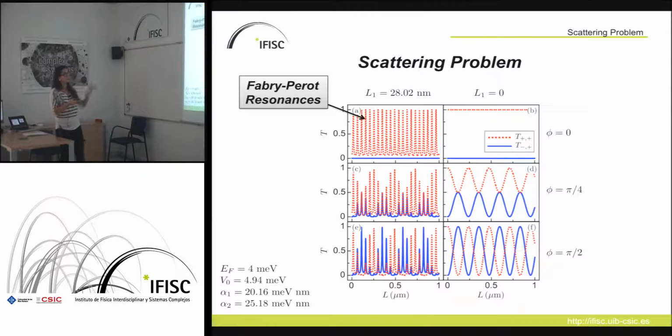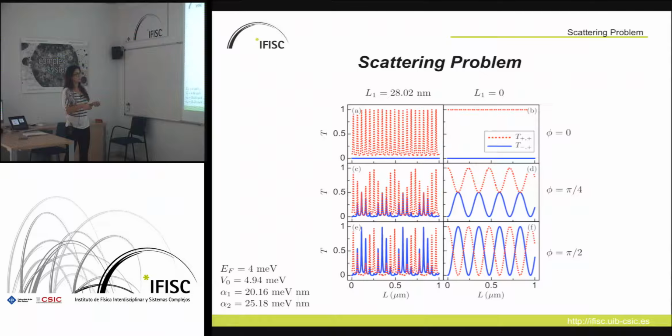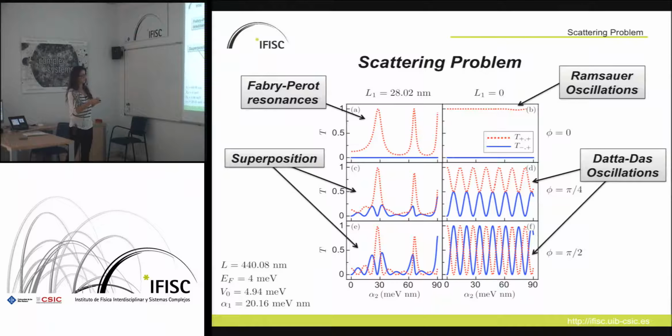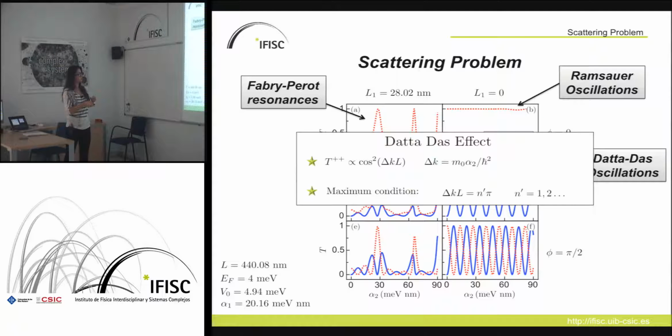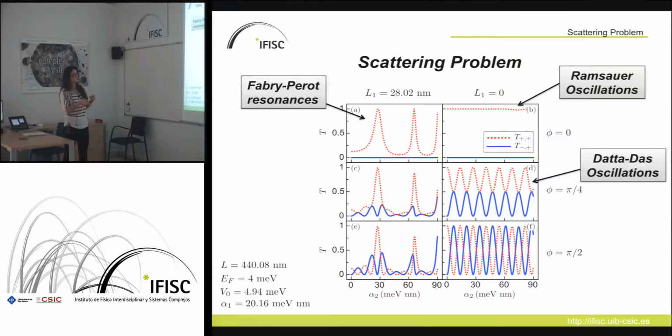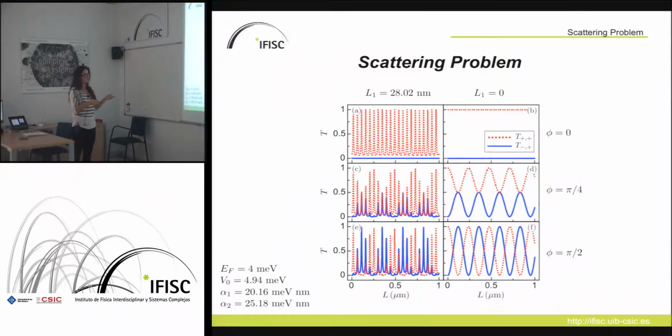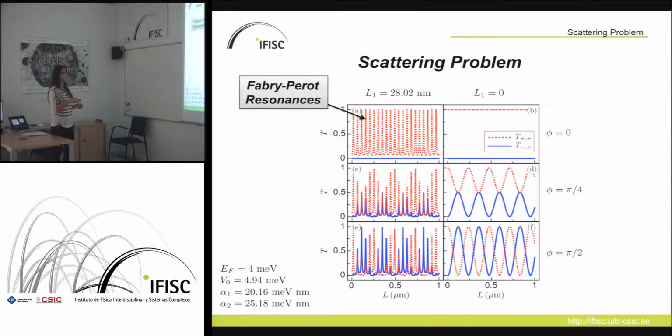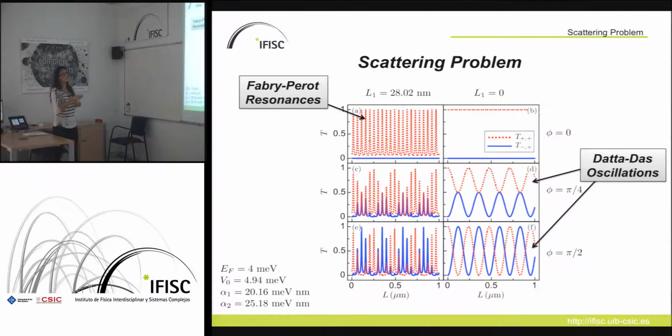Now, if we increase the angle between the polarization angles, we can start to see the spin precession effect, where this frequency is different from this other. It has the same maximum condition, and the behavior is the same, but the frequency is different. We observe that oscillation, and when we turn on the tunnel barriers, we have a superposition of both.